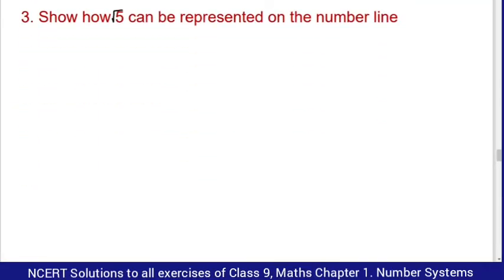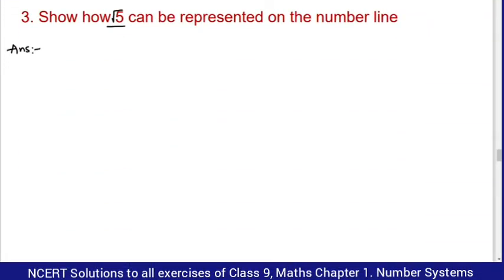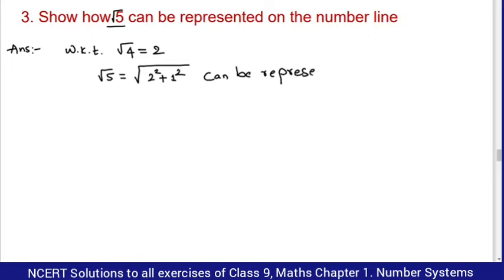Third question. Show that square root of 5 can be represented on the number line. Answer: we know that square root of 4 is equal to 2. Then square root of 5 is equal to square root of 2 square plus 1 square, can be represented on the number line.